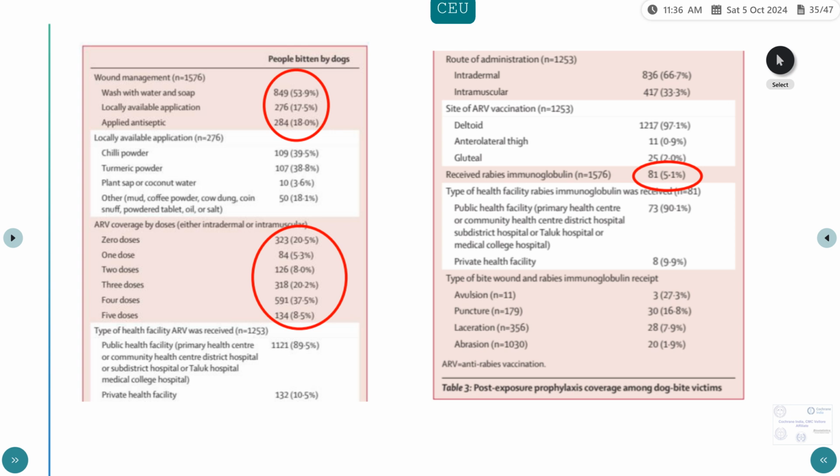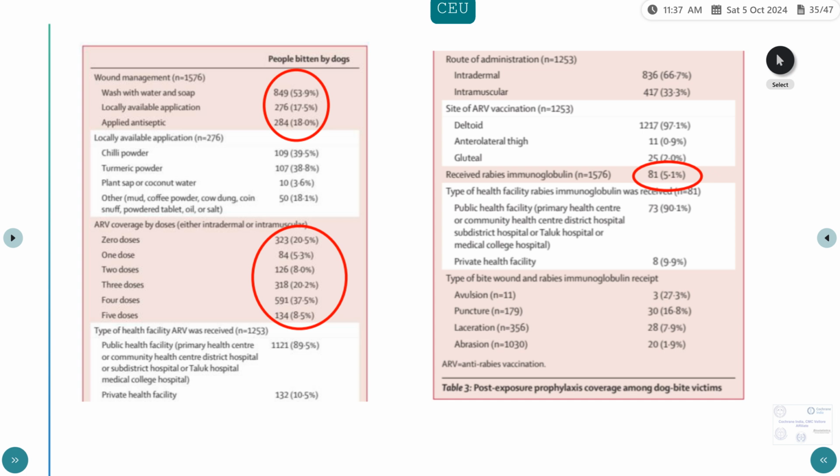Then coming to how people responded to the bites, what was the wound management and what was the vaccination policy, or how many people sought vaccination. So around 53% washed with water and soap. However, 17.5% people did use some locally available applications, which included chili powder, turmeric powder, some other stuff like mud, coffee powder, which may have increased the irritability of the wound.